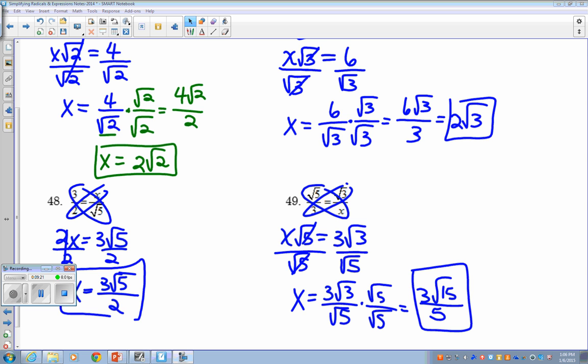All right, so that's rationalizing and cross multiplying using your radical rules to simplify and solve for a variable. Check out the next video dealing with Pythagorean theorem with radicals and its Pythagorean converse. And that will wrap up the notes. Make sure you do the ones I haven't done.